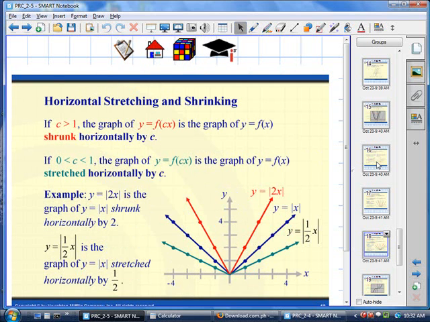Okay, here's another example. Oh, this is horizontal stretching and shrinking. Now what happens? Well, take a look at the blue curve, the familiar one from the library. Y equals the absolute value of X. So what happens when you stick a 2 inside the function? Not outside, but inside. It actually causes it to be stretched out more. And what happens when you stick a 1/2 on the inside? It causes it to be squished.